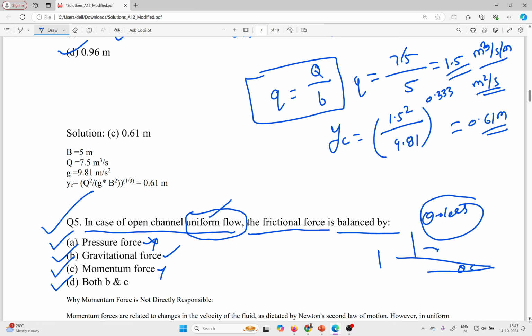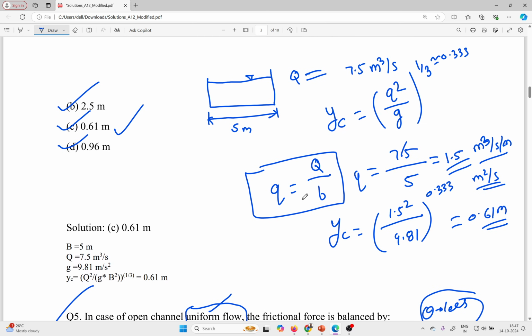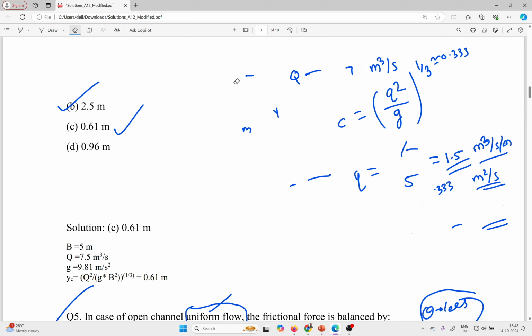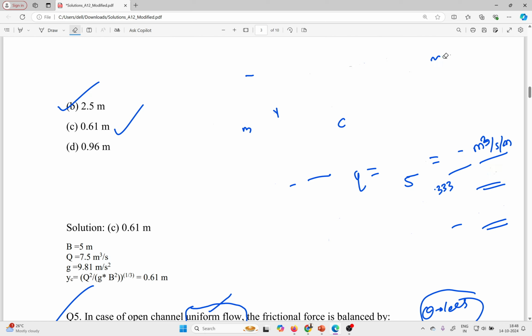It balances the frictional force. How will you balance? Let me explain. First, I need to take some space. I will show you a very simple derivation. Just wait a few minutes.